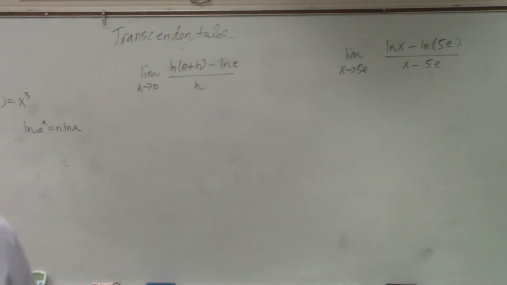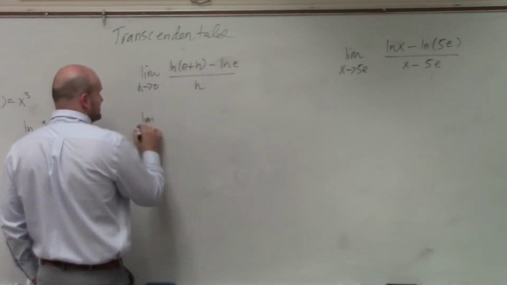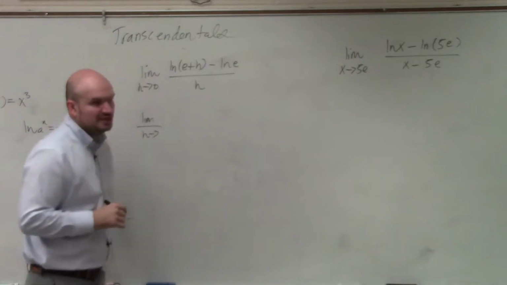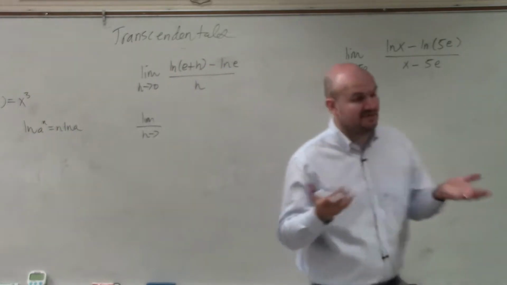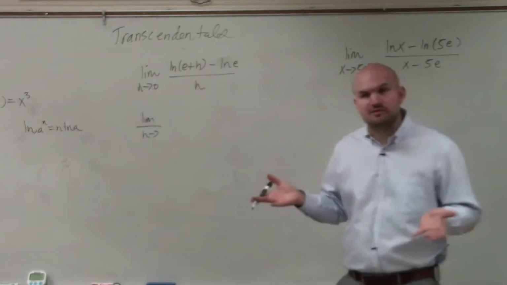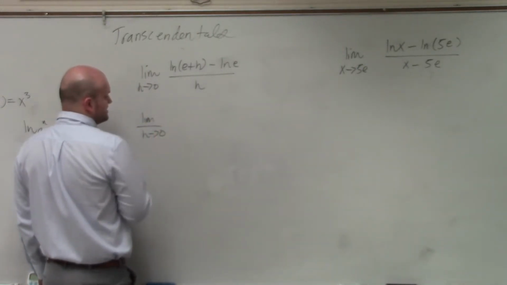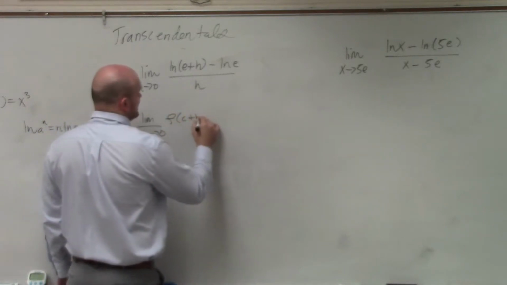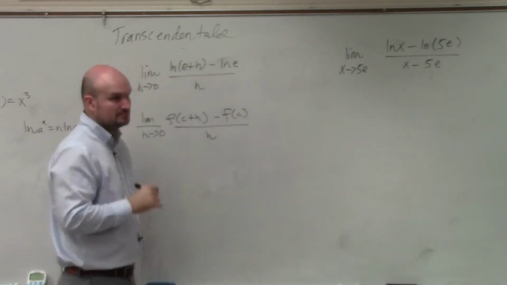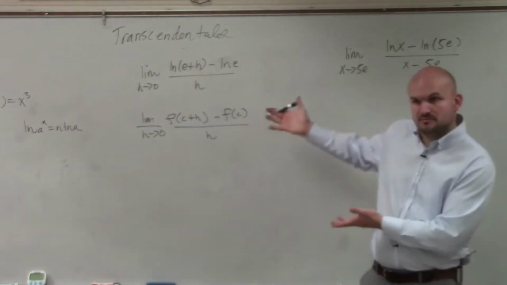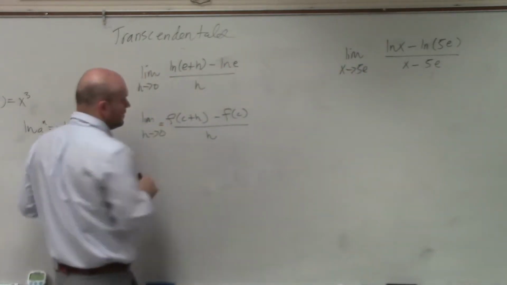What we need to understand is which limit definition we are talking about. Remember, the limit definitions are based on either evaluating the derivative at a given value, or, for the third one, taking the derivative of our function. In this case, if you remember the limit definition as h goes to 0, we had f of c plus h minus f of c all over h. That was the formula that I gave you guys. This is a limit definition of a derivative right here.